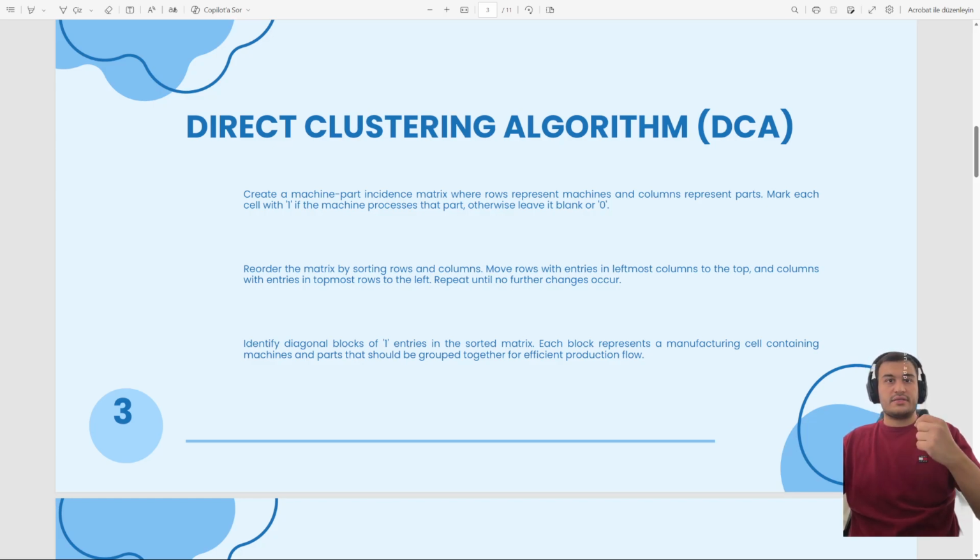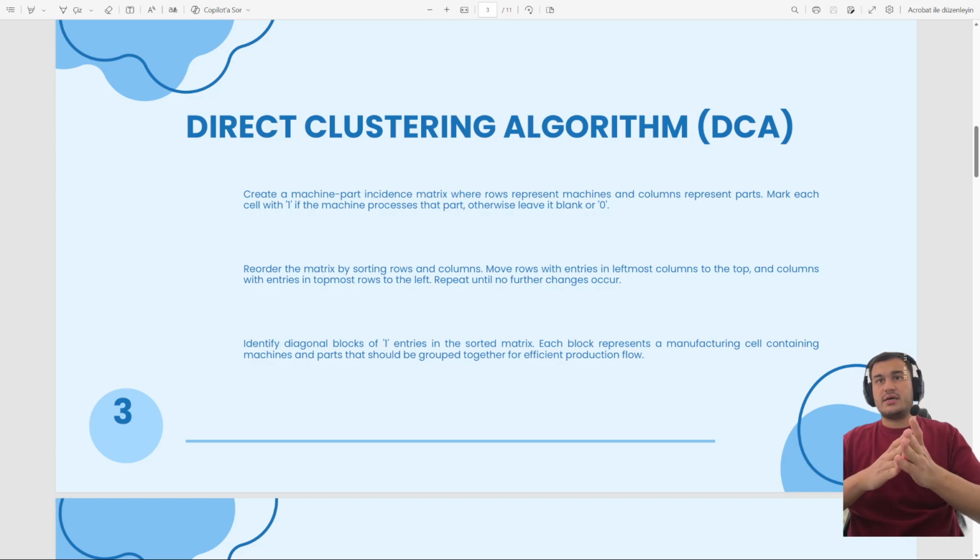Cellular manufacturing and the direct clustering algorithm. Our first main objective is to understand how to design independent manufacturing cells instead of placing all similar machines together in a giant room. Cellular manufacturing groups different types of machines together to process a specific family of parts. This drastically improves production flow.